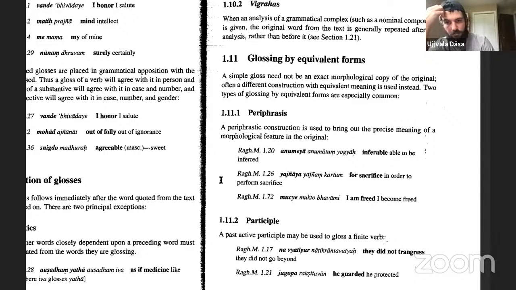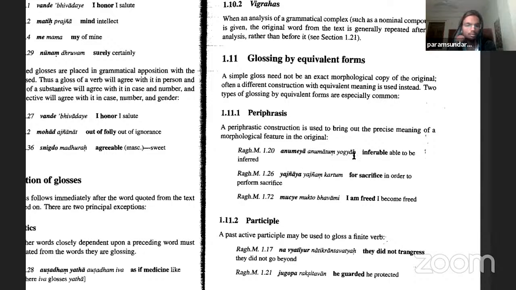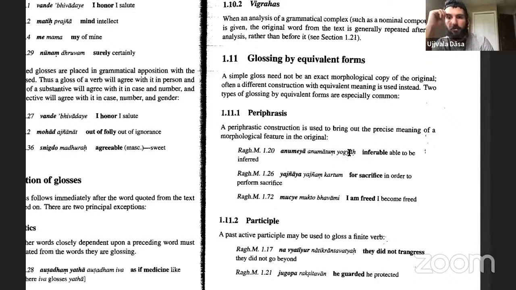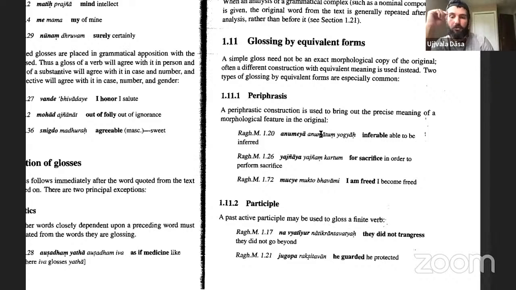A paraphrastic construction is used to bring out the precise meaning of a morphological feature in the original. Anumeya: anumatum yogyaha. So anumeya, we know this is like a vidhilin sense. And then anumatum yogyaha, capable of being understood or inferred. Anumeya means anumatum yogyaha, inferable or able to be inferred. So this is what they call paraphrastic phrases in language. I don't particularly mind about that stuff in the English equivalents. I've just had to learn it enough to understand it here.